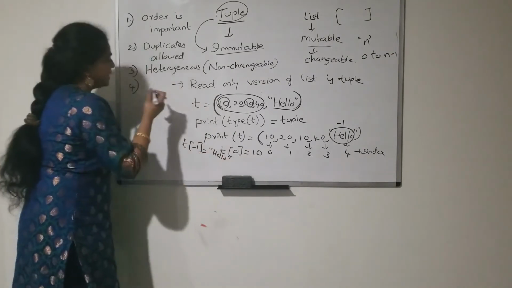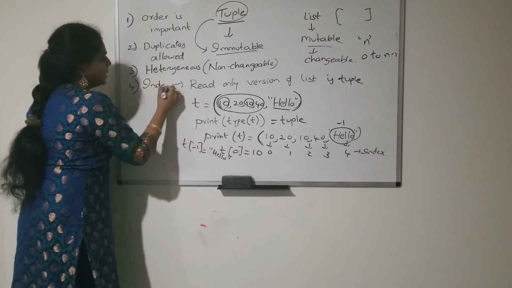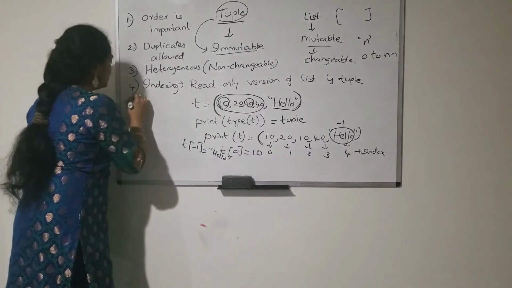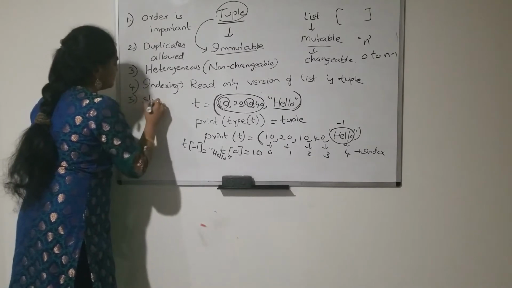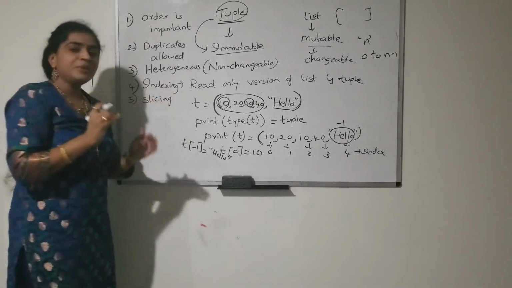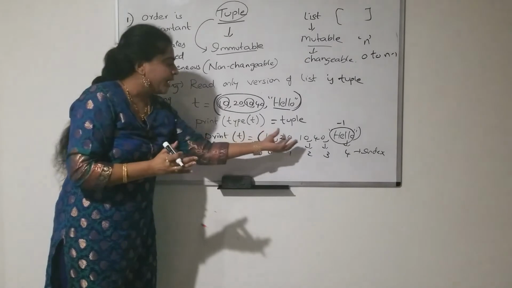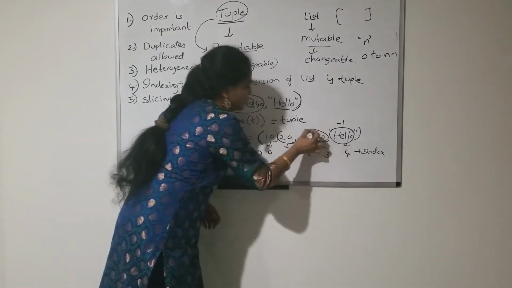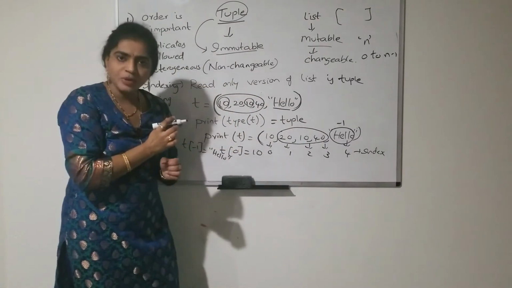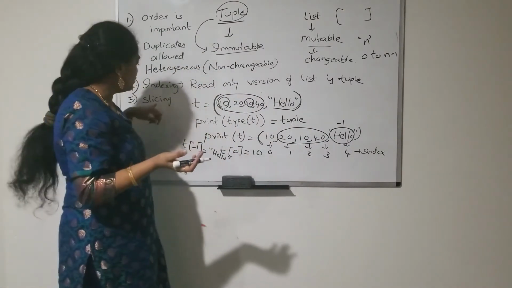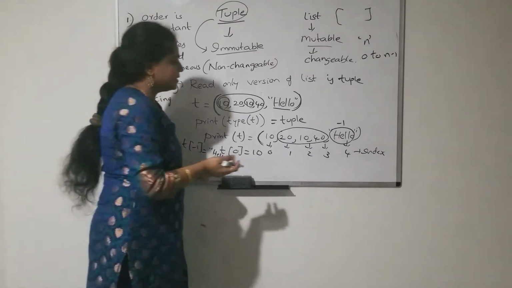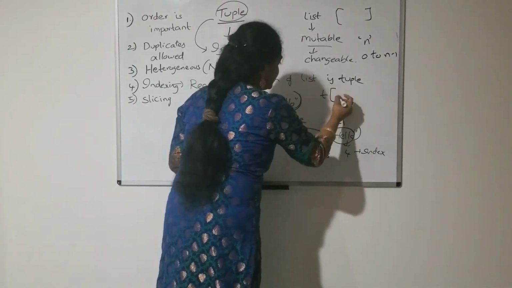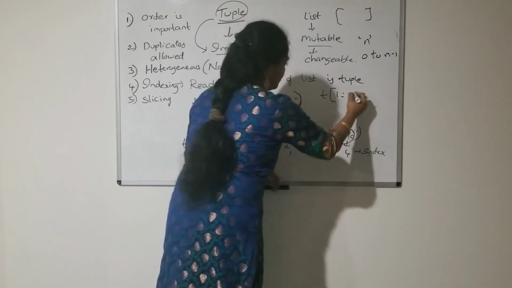That means the indexing concept is allowed in the tuple, just like list. And next one is slicing. What is meant by slicing? If you want to access some part of the tuple, suppose I want to access these 3 elements of the tuple, is that possible? It is possible by using the slicing method. So, always the slicing method we have to write as t of 1 colon 4.